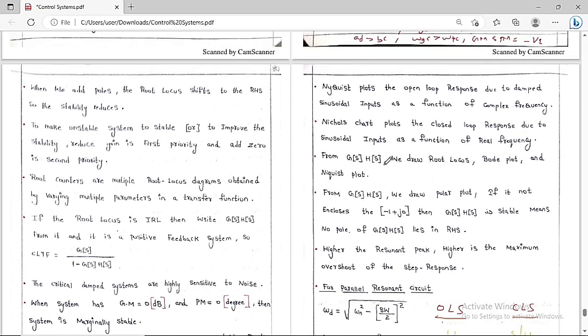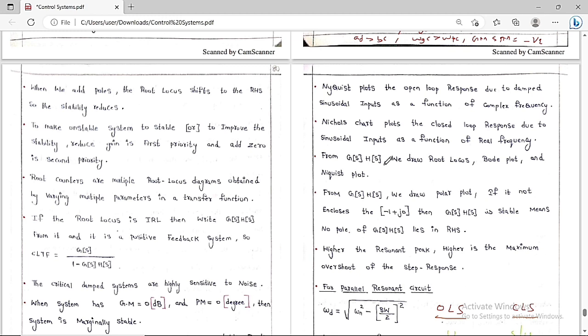Whereas Nyquist plots the open loop response due to damped sinusoidal inputs as a function of complex frequency. I already told you in the case of Nyquist plot, we have four polar plots. There, s is equal to sigma plus j omega. Sometimes sigma is equal to 0, sometimes sigma is not equal to 0. So therefore we can say, finally, we are going to consider the complex frequency, because we have to report the real part as well as the imaginary part.